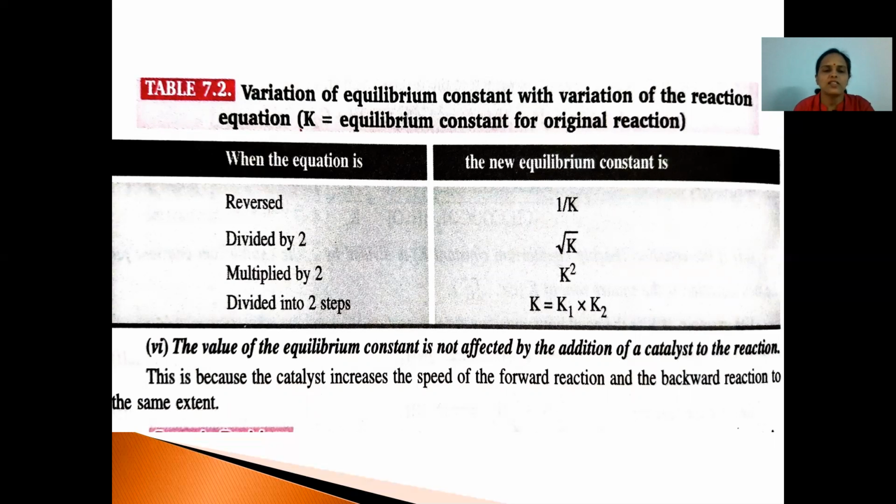And the last characteristic feature is the value of the equilibrium constant is not affected by the addition of a catalyst to the reaction. Why? Because the catalyst increases the speed of the forward reaction and the backward reaction to the same extent. That's why the value of equilibrium constant is not affected by the addition of a catalyst to the reaction.